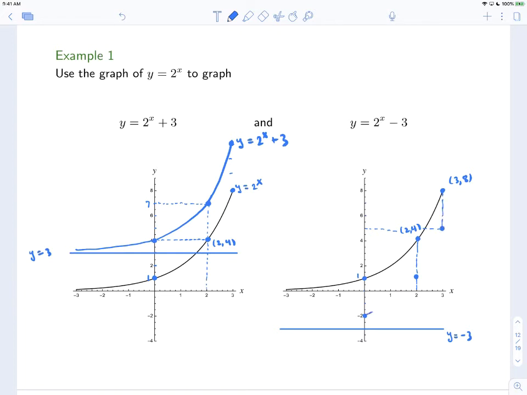So we want to connect these dots like so. And we're going to have a horizontal asymptote of y equals negative 3. And this is our sketch. y equals 2 to the x minus 3. Now with technology, I could actually just do it a little bit more easily because I could just trace this out like so. Something like that. And then I could just pick it up and I could just move it down like so. And you can see I did a pretty good job.